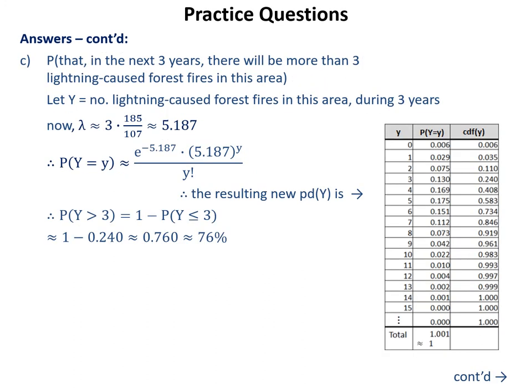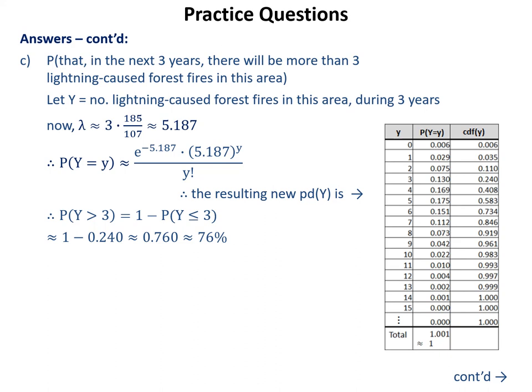For part C, we're looking for the probability that in the next 3 years, there will be more than three lightning-caused forest fires in this area. So now we have changed the period from 1 year to 3 years. So we need to redo part of the analysis. We start with a new random variable. We let Y equal the number of lightning-caused forest fires in this area during 3 years. So now lambda is equal to 3 times 185 over 107, which to 4 sig figs rounds to 5.187.